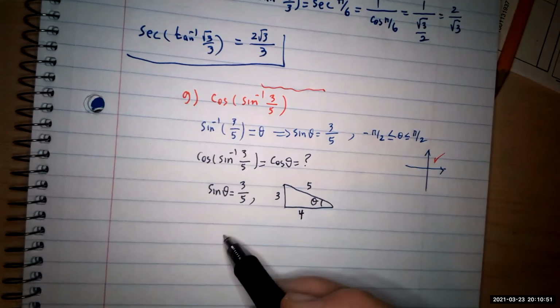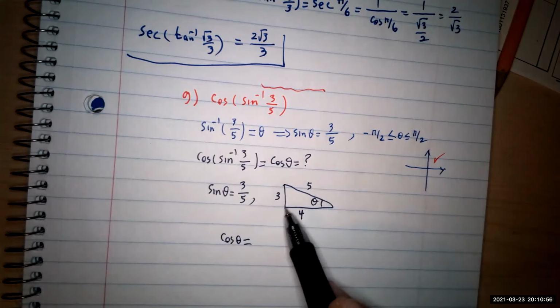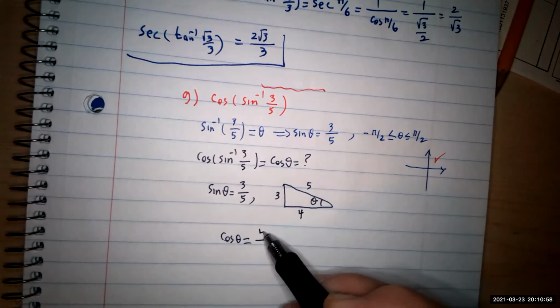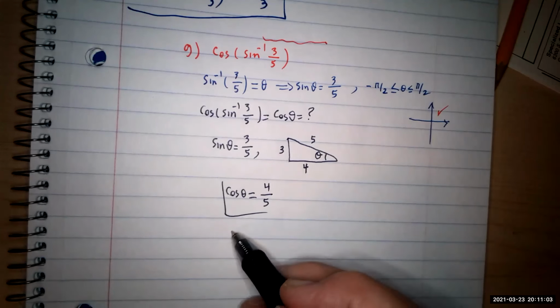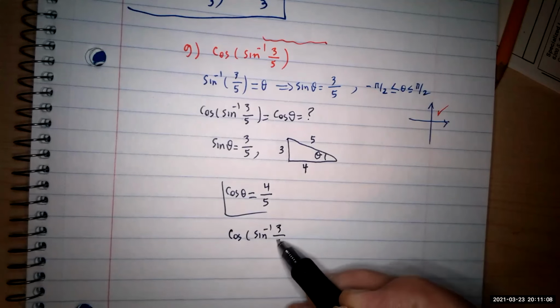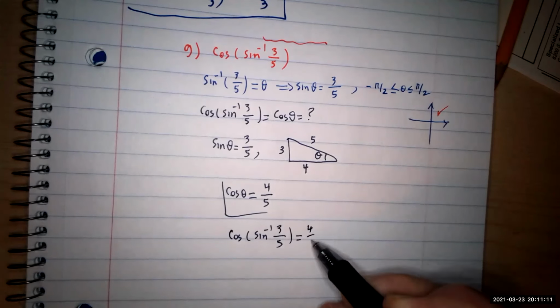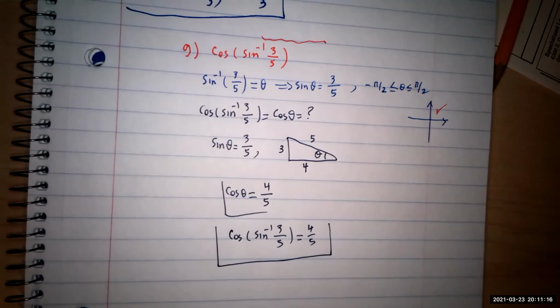You want to find the cosine of theta, which would be 4/5. So the cosine of the sine inverse of 3/5 is equal to 4/5, and we're done. Any question? So that's the other case that I talked about, the case that is not known.